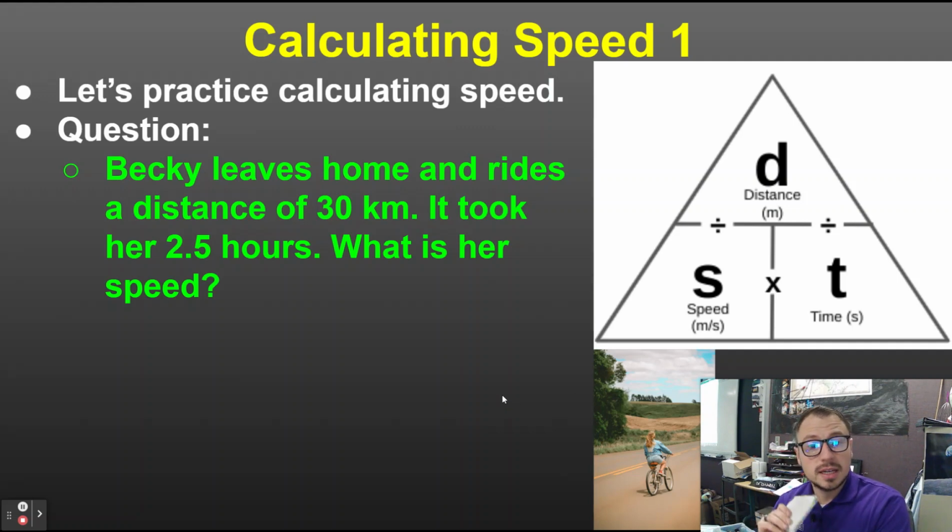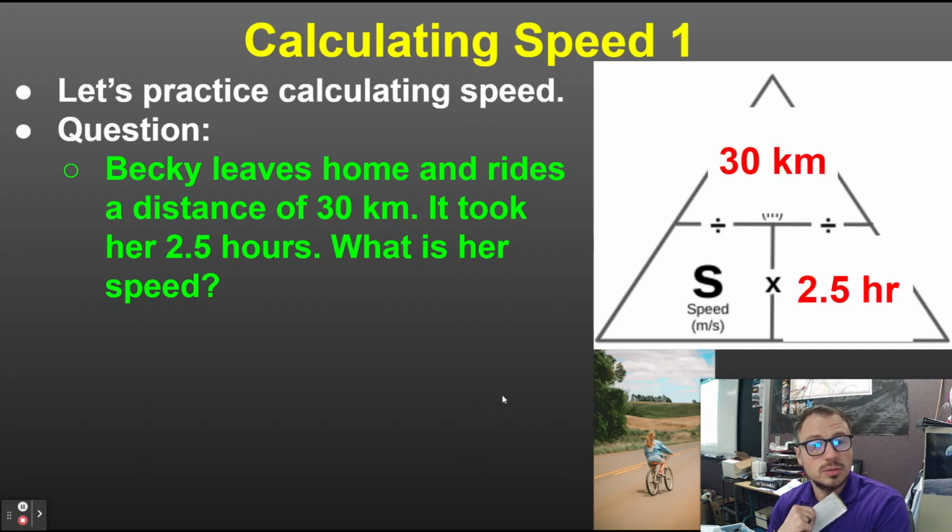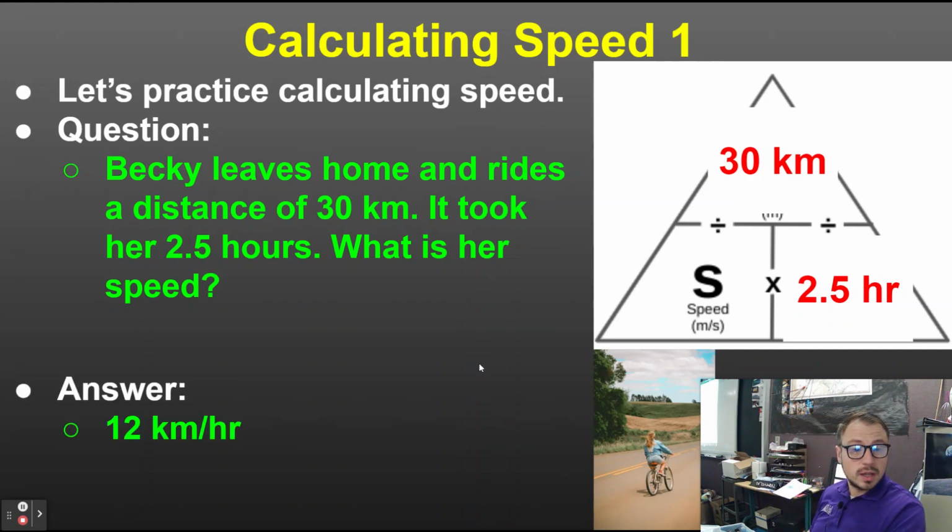So what I do is I plug in what I know. I know the distance is 30 kilometers and the time is 2.5 hours. So I plug everything into a calculator. I get speed equals 30 kilometers divided by 2.5 hours, and you're going to get 12 kilometers per hour.